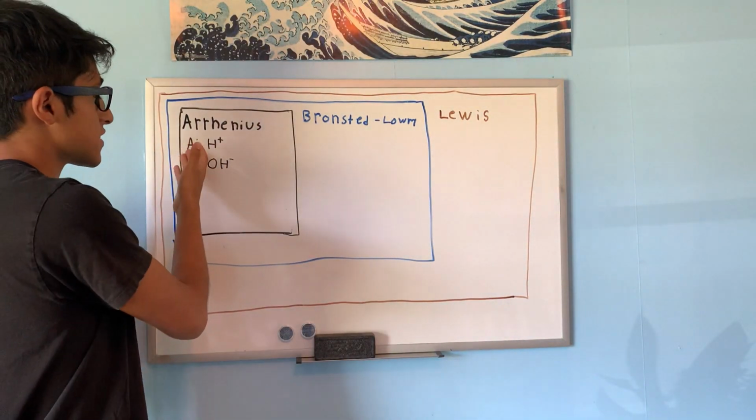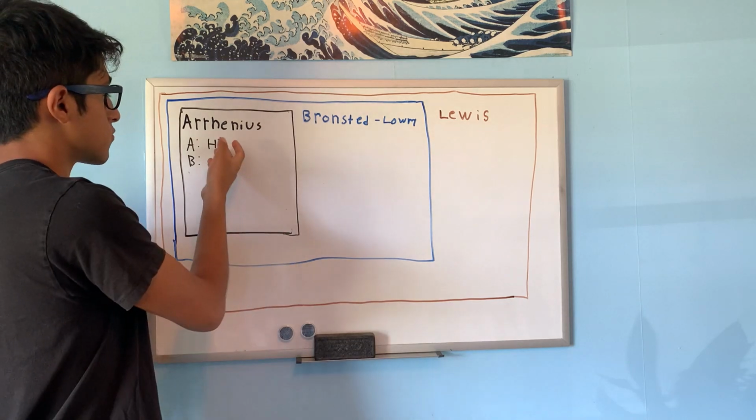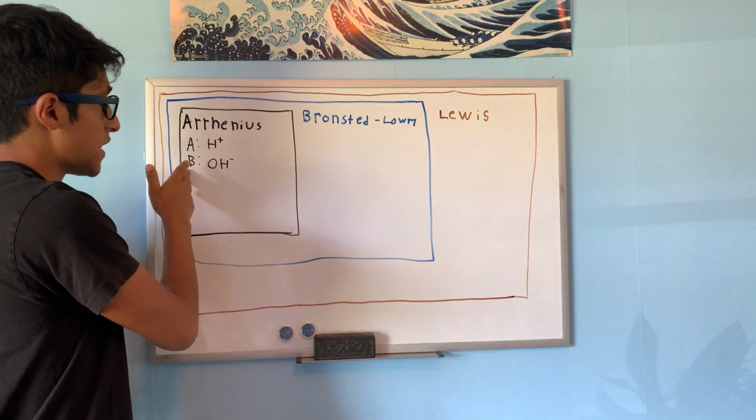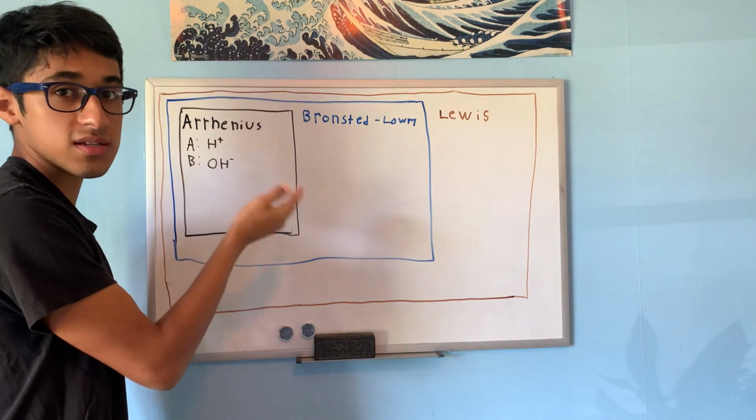The first definition of acid and base is the Arrhenius definition. This one states that acids will dissociate and release an H+ ion, or a hydronium ion. This also states that bases will release a hydroxide ion.